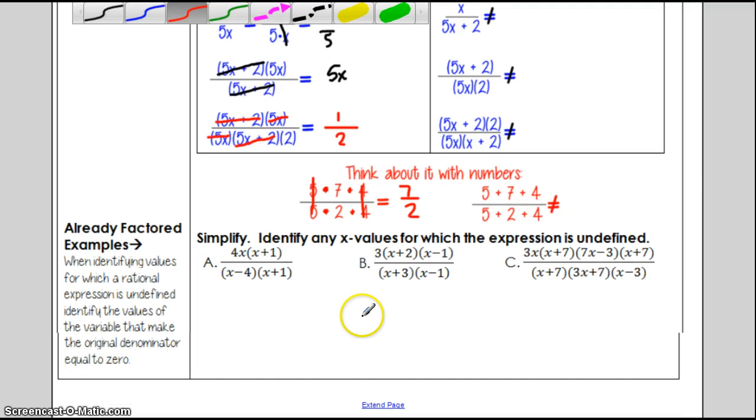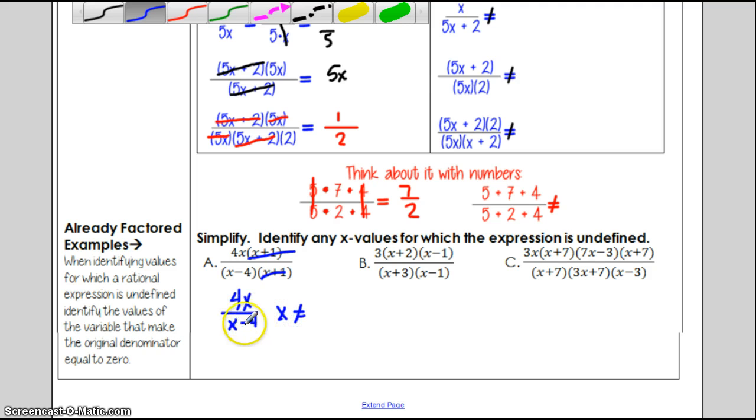All right, so let's go ahead and look at some that are already factored for us. And notice anything on the top that matches anything on the bottom exactly, we can cross those off. We have a 4x over x minus 4. Now the other thing, think back, what can x not equal?